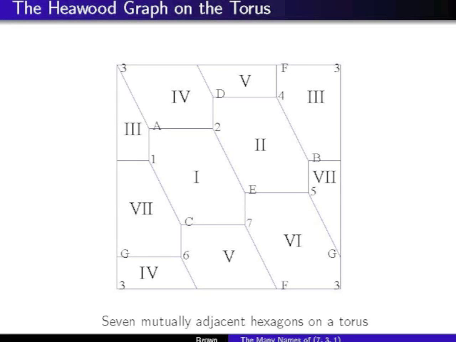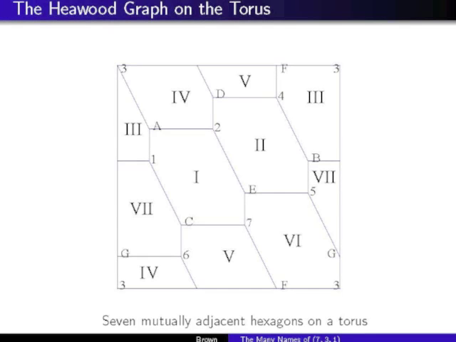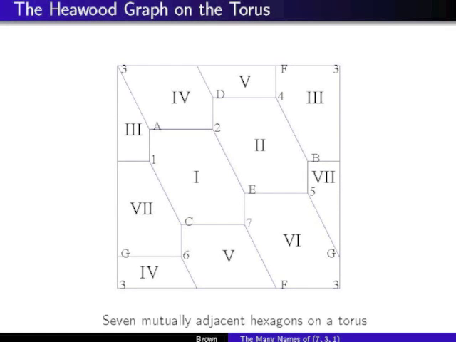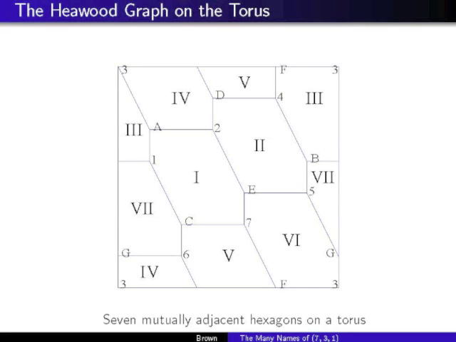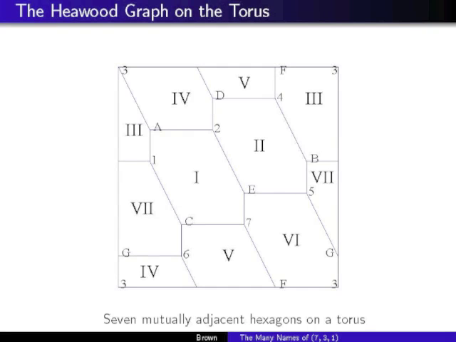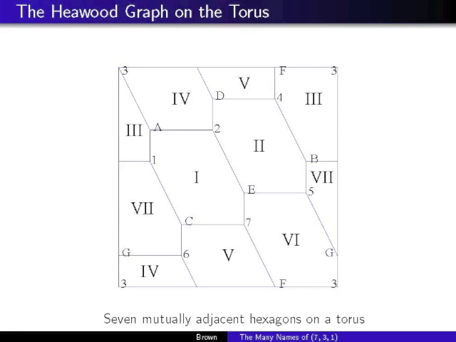So they're all hexagons? They're hexagons. There are seven mutually adjacent hexagons on the surface of a donut. And what this proves is that every single one of those regions is adjacent, only on a torus, one whole donut. So seven colors are certainly necessary. That was Heawood's example. It showed that seven was necessary. He also provided a proof that seven were sufficient.